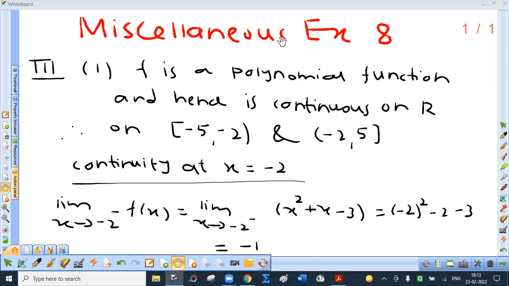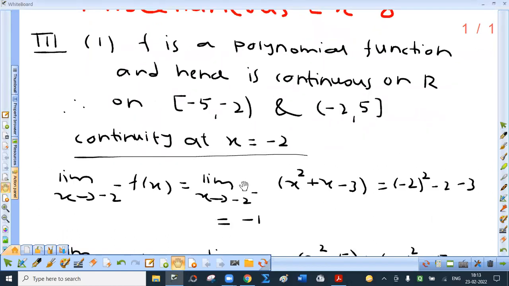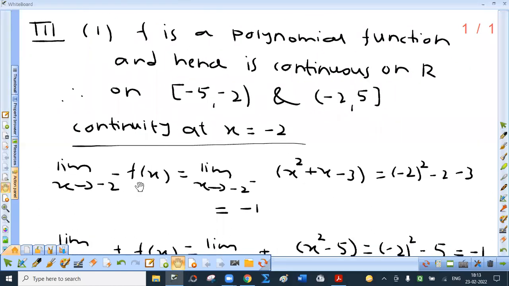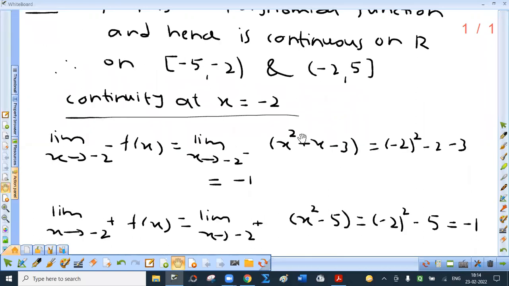Here you will notice that minus 2 is actually not part of any of the intervals. Now the given function is a polynomial function. A polynomial function is continuous on R. Continuous means defined. So it is continuous on these intervals also. So let us discuss continuity at x equal to minus 2. Limit, let me explain. Limit x tends to minus 2 minus means to the left of minus 2. So which function do we have to consider? x square plus x minus 3. Now the limiting value is minus 2 only, not because of this minus, because of this minus.